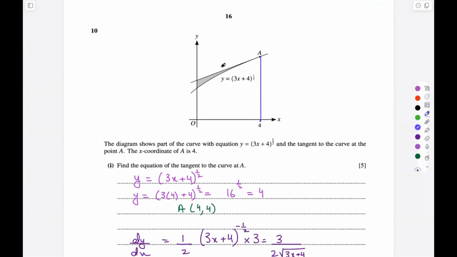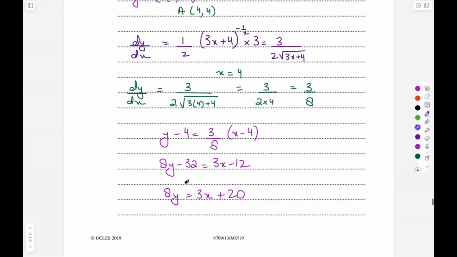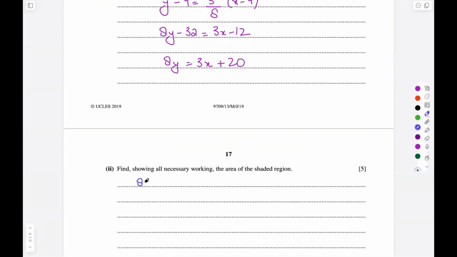Now, to find the area under the line, we can see that it is a trapezium. One of the parallel sides has the y coordinate, which is 4. So we'll have to find this point as well, which will be the other parallel side. Now, at this point, x is equal to 0, and we already have the equation of the line, which is 8y is equal to 3x plus 20.